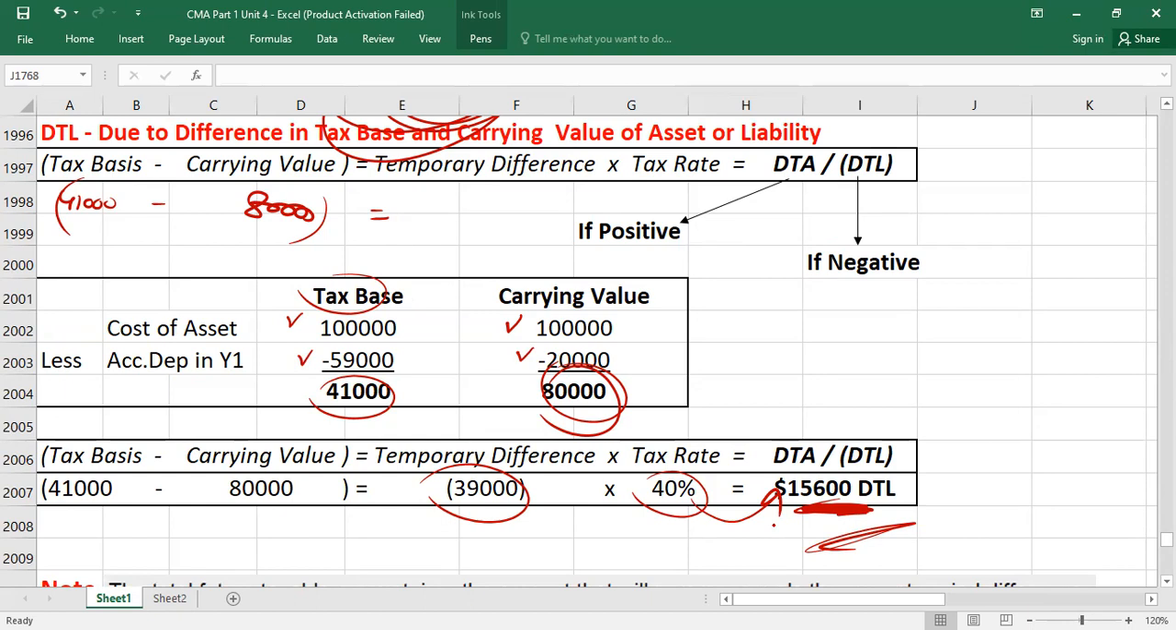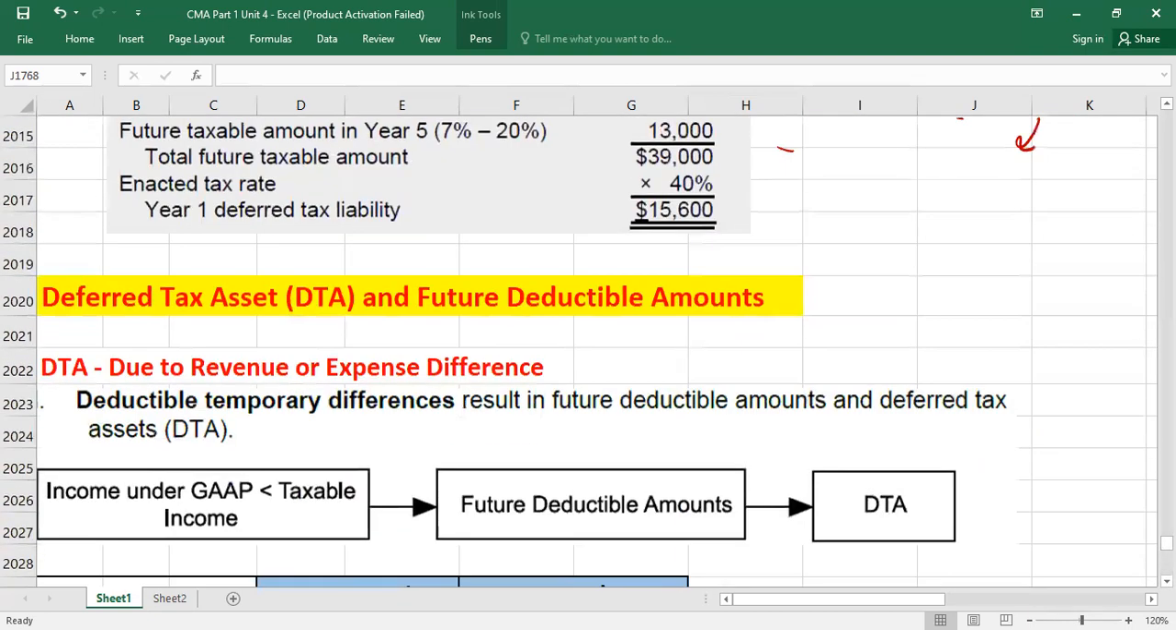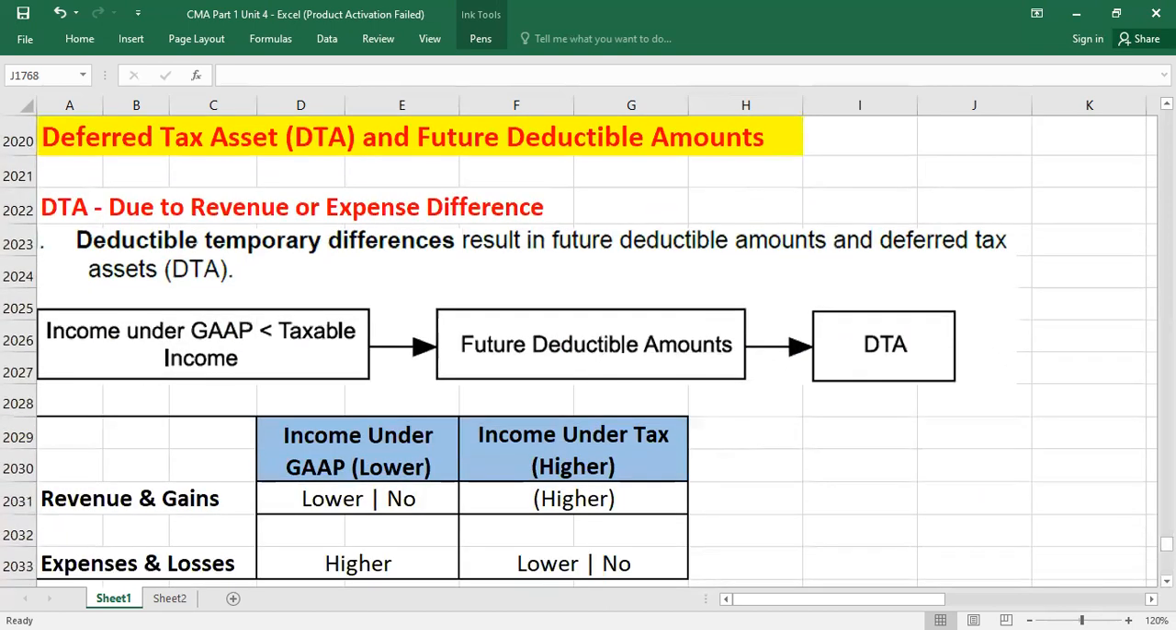Okay, so for that small equation you can apply and you can answer the question. Now I'm going to talk about deferred tax asset. Deferred tax asset is totally opposite to the deferred tax liability. So what will happen here? Here GAAP income will be less or greater? Less. Previously it was greater. Now it would be less. GAAP income is less than taxable income.